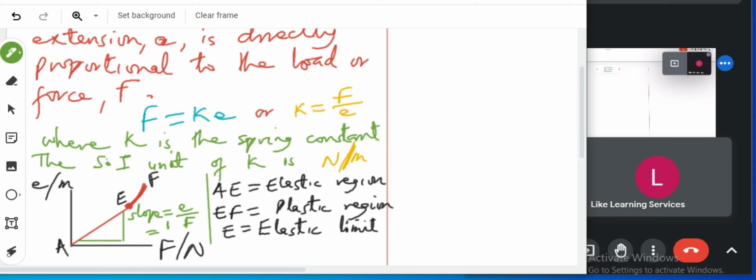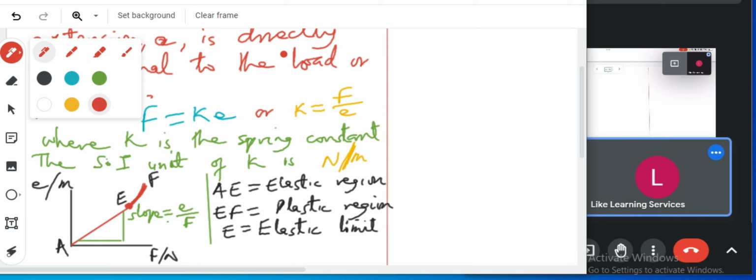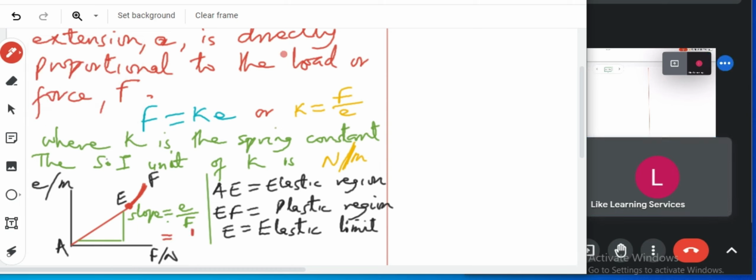I think that should be 1 over K, isn't it? Yeah. Do you agree? Let me write this one lower. This is, just hold on, let me put this here, F in Newton. The slope is going to give us 1 over K, because K itself is F over E.